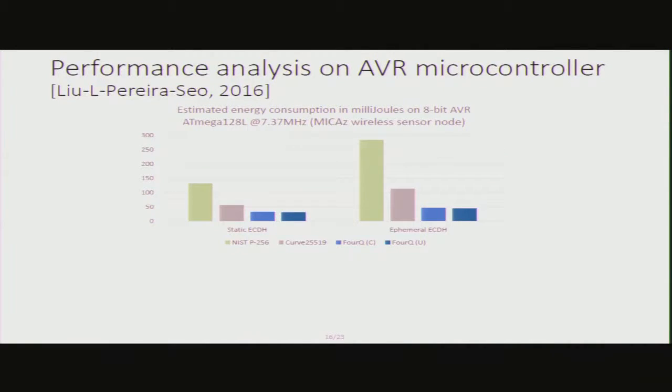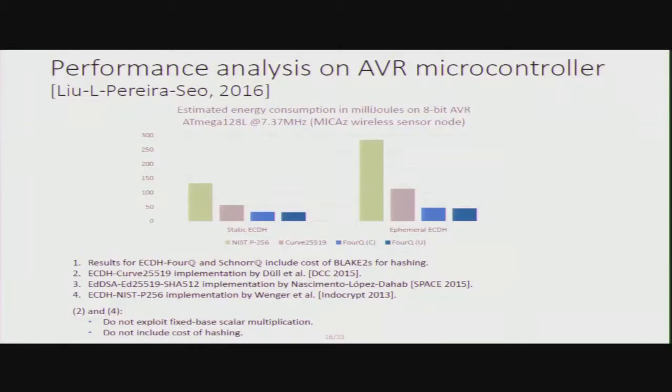So again, you can see the significant improvement in terms of energy, especially notorious in ephemeral ECDH, and that again is because most implementations of, let's say, Curve25519 don't exploit pre-computations for ECDH. So for truly ephemeral computations, our library performs much better. And that could be important for low energy applications.